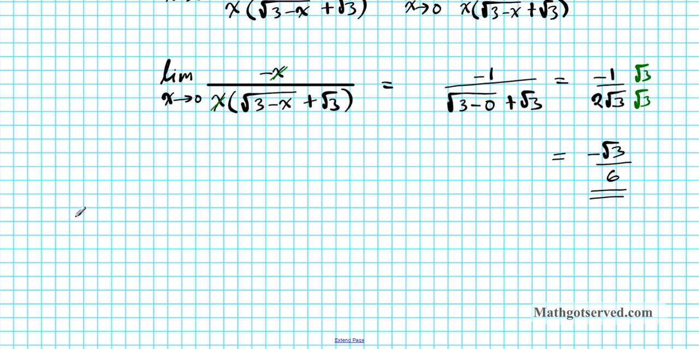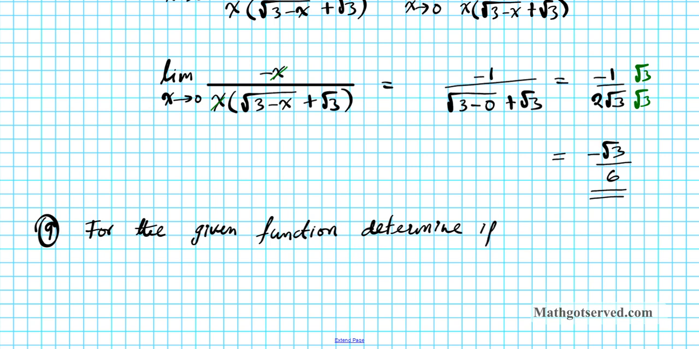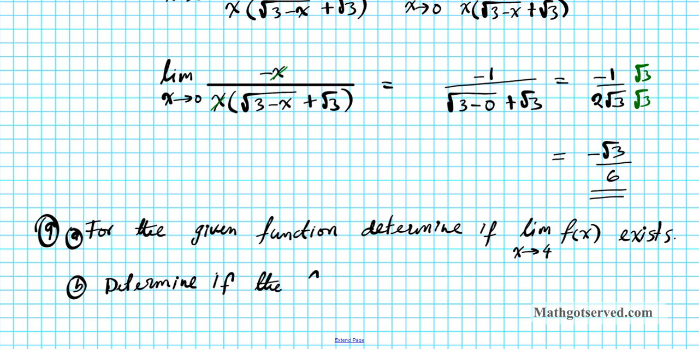All right, let's take a look at problem number 9. So for problem number 9, for the given function, determine if the limit as x approaches 4 of f of x exists, and that's for the A part, and B, determine if the function is continuous at x equals 4.